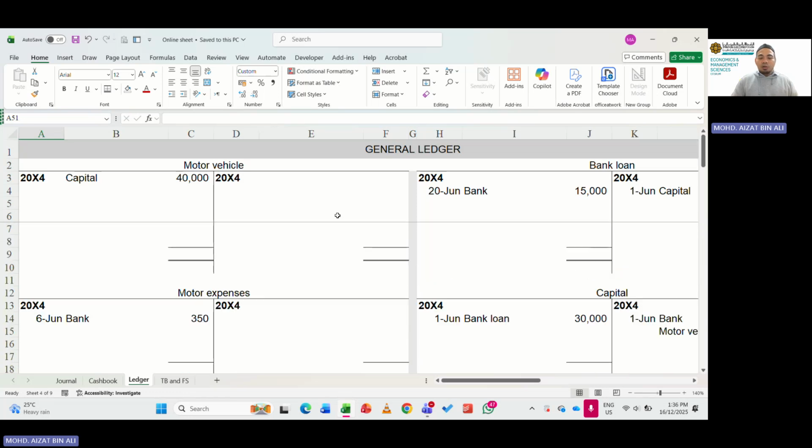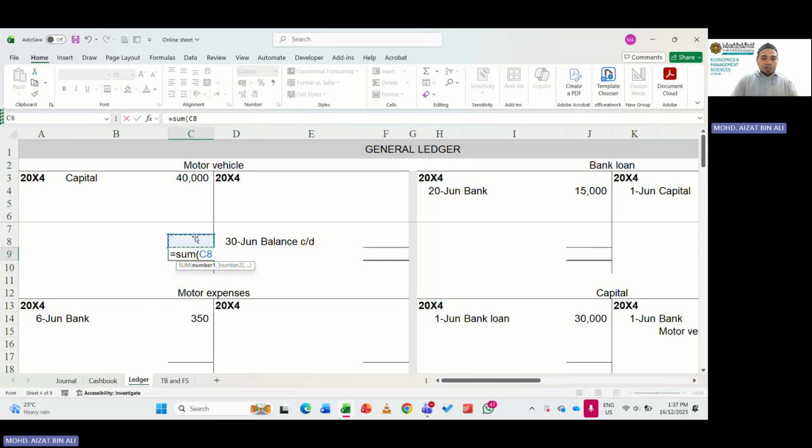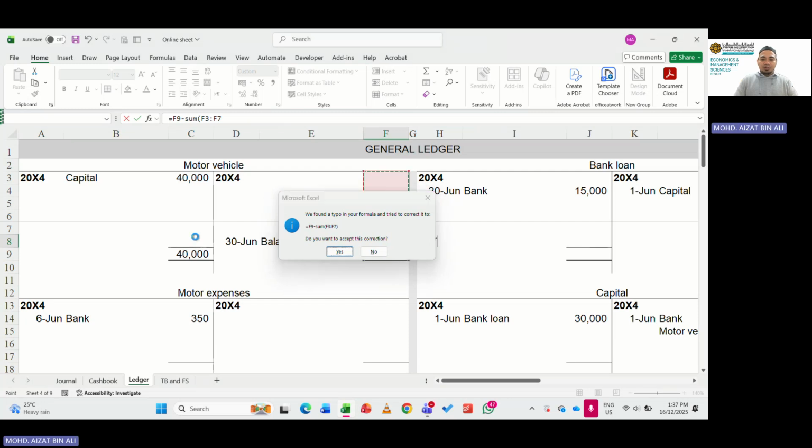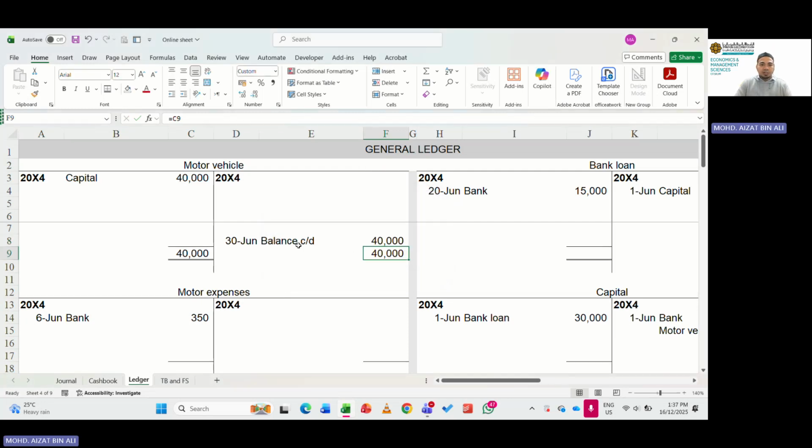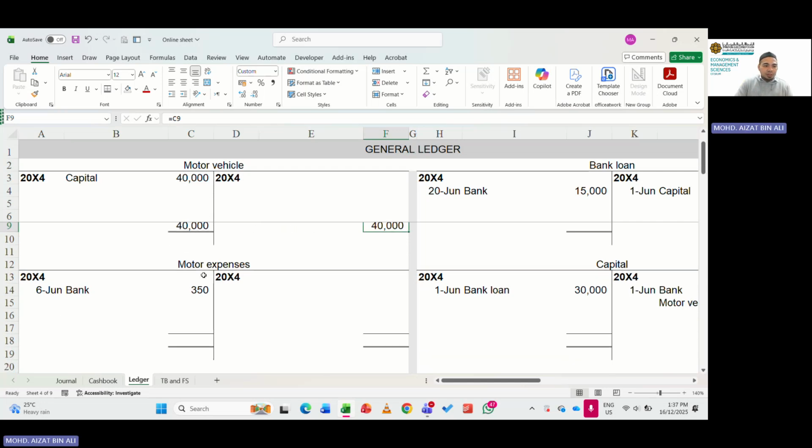Now we are going to close all of these ledger accounts. I'm just going to do this very quickly. Again, take the last day of the month, 30th June, balance C/D. Firstly, let's total this properly. 40,000. Use this total. We take this total minus the rest of the entries. So what we got here is 40,000.